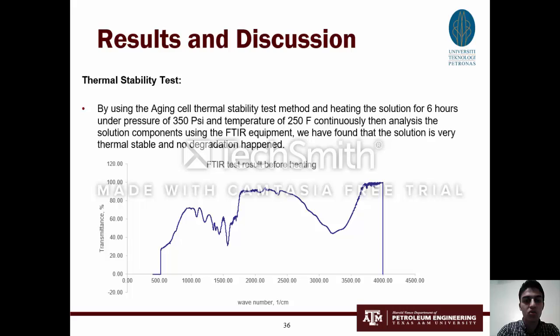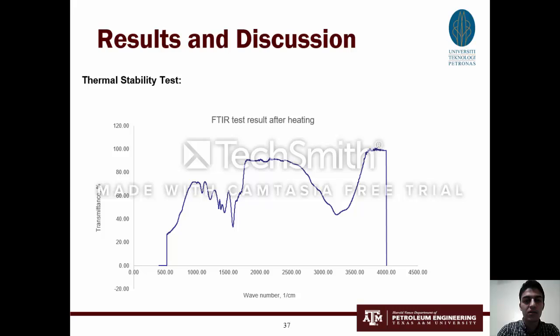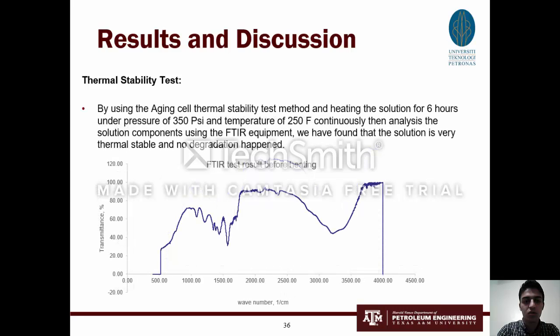Here is the graph which shows the FTIR test result before heating, and here is the FTIR test result after heating. And we can compare them and they are totally similar.